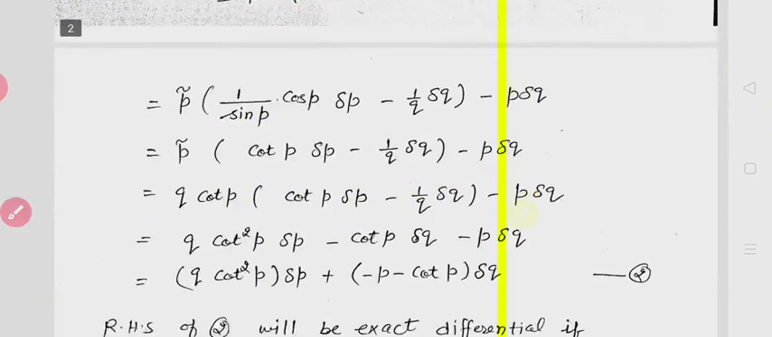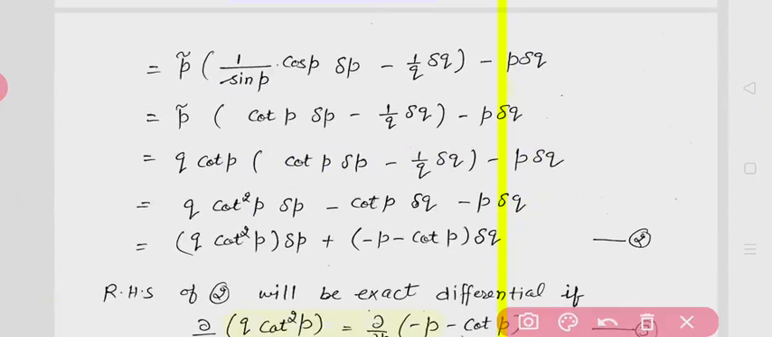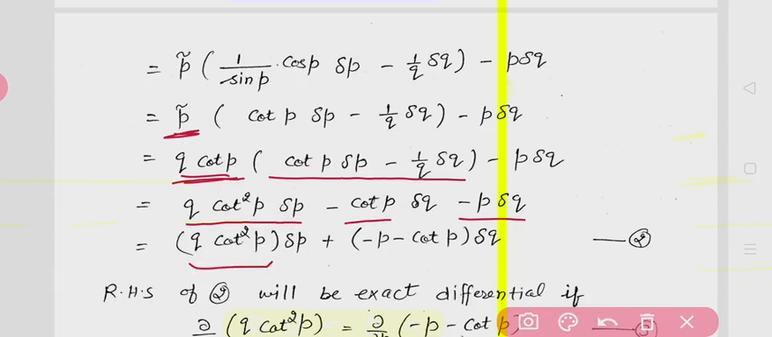Now you can check that if you place the value for the p tilde. What is p tilde? P tilde is q cot p. I place it over there from the question. Q cot p, when you multiply inside, you will get q cot square p delta p minus cot p delta q minus p delta q. Okay, so again I rewrite this equation as some term into delta p plus some term into delta q.